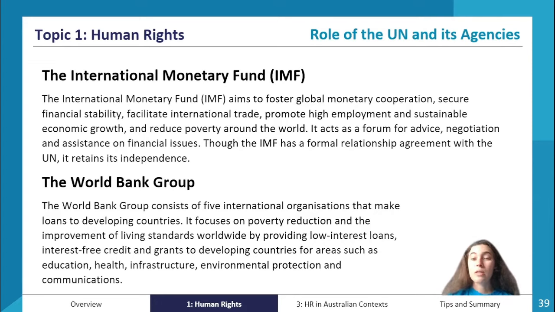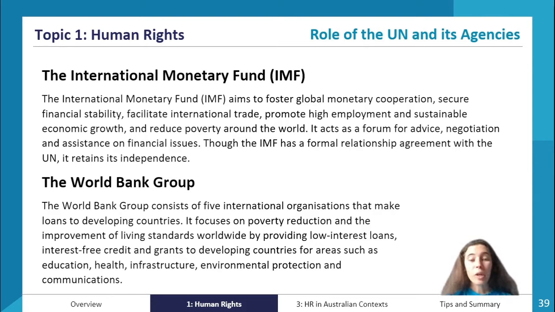So this monetary fund acts as a forum for advice, negotiation, and assistance on financial issues. And although the IMF has a formal relationship agreement with the UN, it also retains its independence as well.